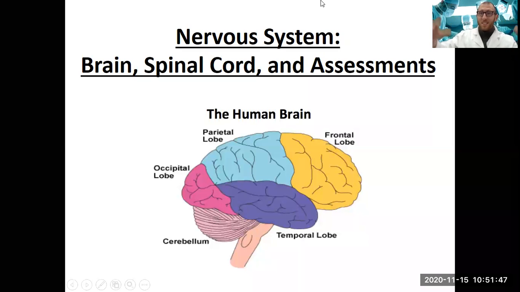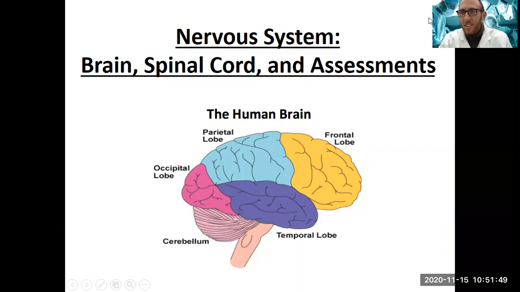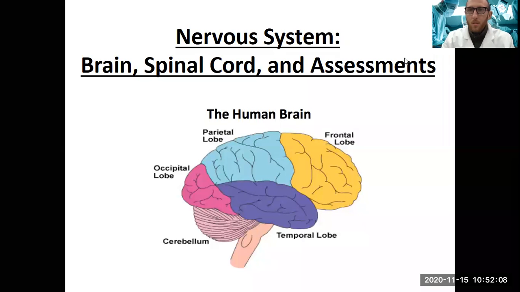So we're going to dive into the different structures of the brain. You're going to do some really cool things this week in lab with the brain and the spinal cord. But let's start with an overview on the brain here.